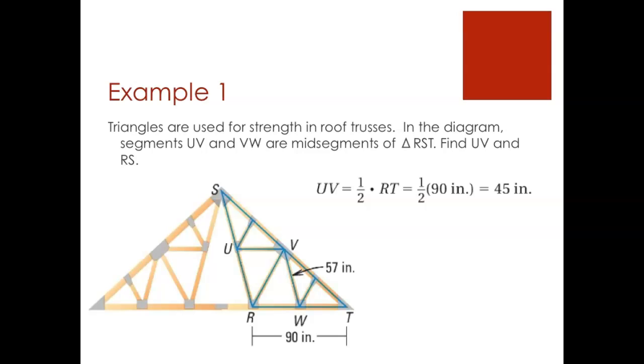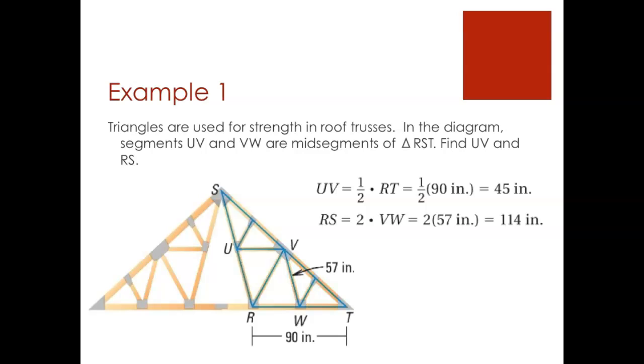Now let's find RS. RS is a side of the triangle, and we know that the midsegment VW is parallel to it, and we also know that VW is half the measure of RS. That means RS is twice the measure of VW. Now, if we know that VW is equal to 57, that means that RS is going to equal 2 times 57, which is equal to 114 inches.